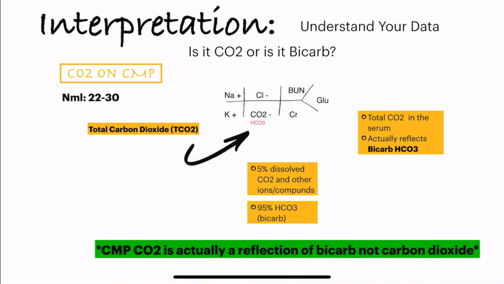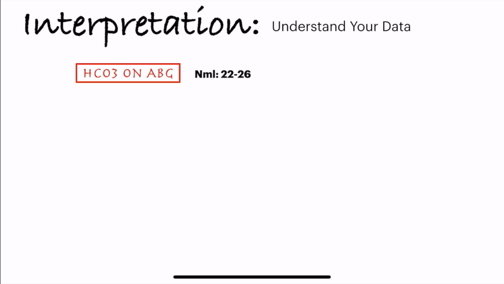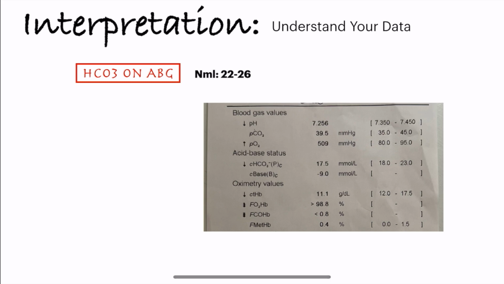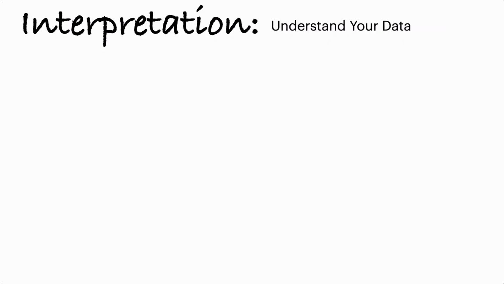The big takeaway here is just CO2, even though it reads carbon dioxide, is actually a reflection of bicarb on your metabolic panel. So let's move on to the bicarb level on your ABG and what it actually is. This is your normal that you'll see in most literature and at most places, 22 to 26. I kind of referred to this already, but these are the reasons why you may see some skewing of the numbers, like if you look at the bicarb in your metabolic panel versus the bicarb on your ABG. These factors will affect it.